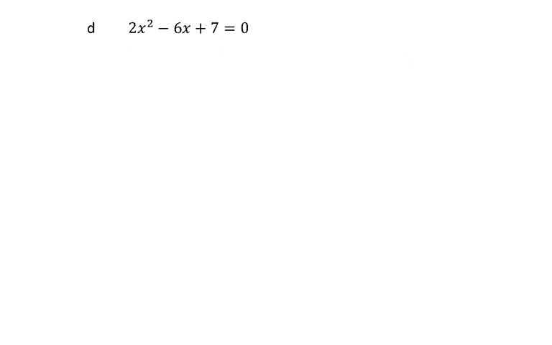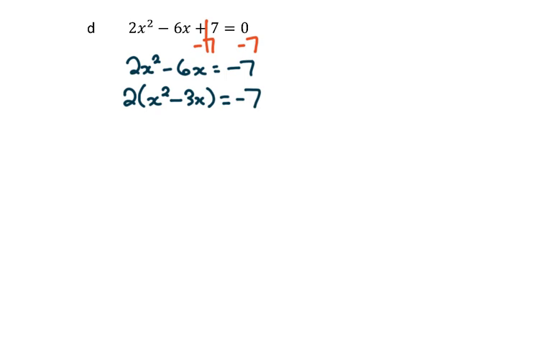D is just one more example of that complication, just so we can see it one more time. No matter what, we need to move the c to the other side. That means subtracting 7 this time. Again, we have a 2 as a coefficient on the x squared, so we'll factor that out. We had 2x squared, we factored out 2, we have x squared left over. Minus, we had 6x, we factored a 2, we have 3x left over.